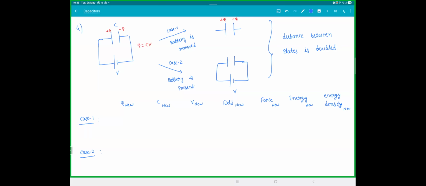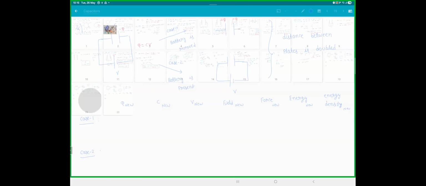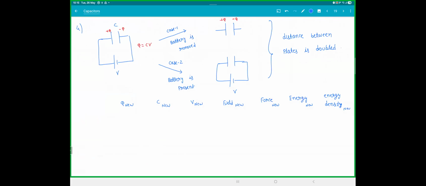Okay, let's see. I'll show you the first ones in case you're confused about what I'm asking. Let's do it. I know I asked too many things, so it could be a little overwhelming. So let's see case 1. In case 1, you remove the battery and you double the distance between the plates.